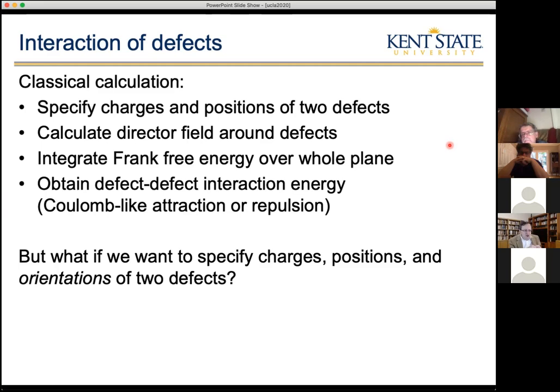It turns out that this interaction depends on the separation logarithmically. It looks like the product of the defect charges times the log of the distance between them, which means that the force, the derivative of the potential energy, is like the product of the charges divided by the distance between them, which is just like Coulomb's law in 2 dimensions. So it's a Coulomb-like attraction or repulsion. Like charges repel, unlike charges attract, again, just like Coulomb's law.